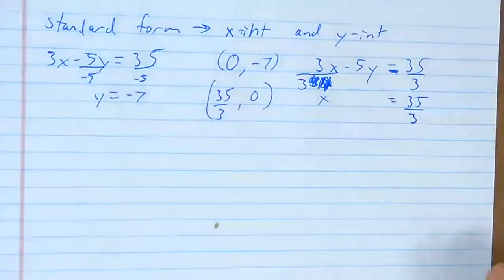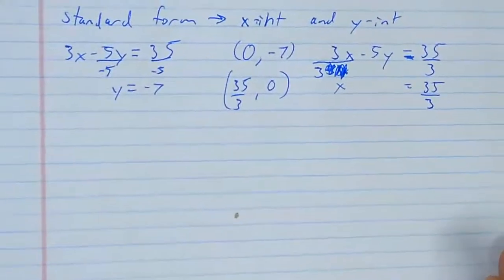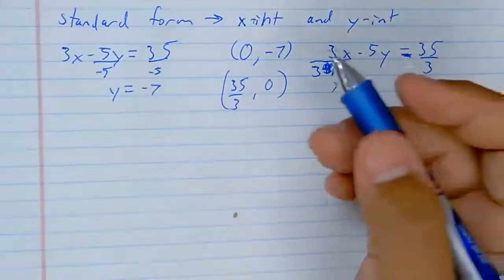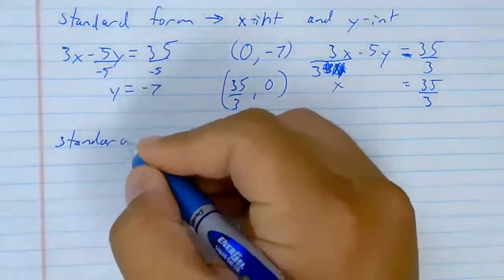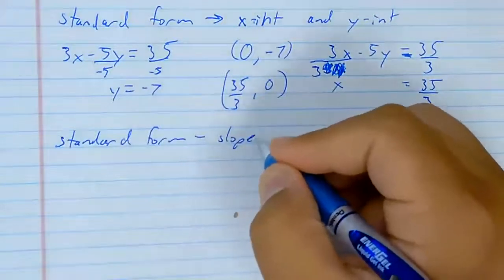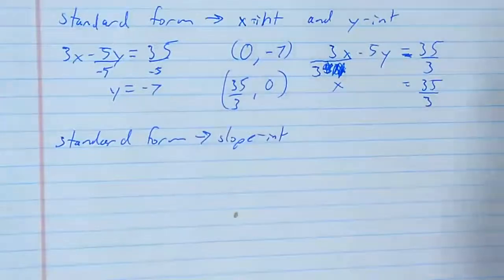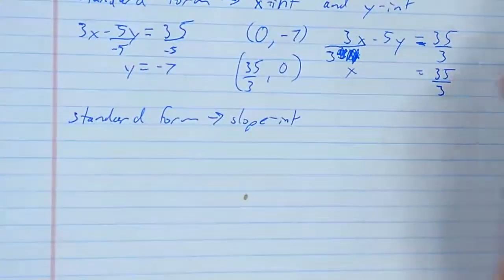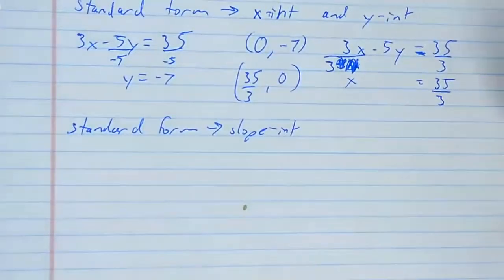Now that's a pretty obvious place to get to from standard form. The other spot that's pretty easy is getting to slope intercept form. So going from standard form to slope intercept. Now this is undoing what we did in order to get standard form, but it's basically just solving for y.